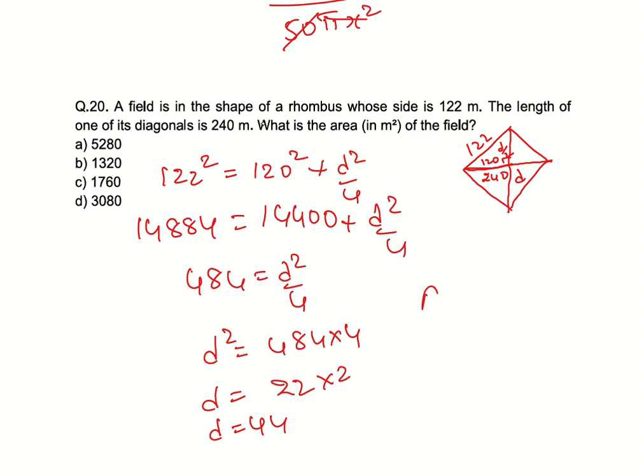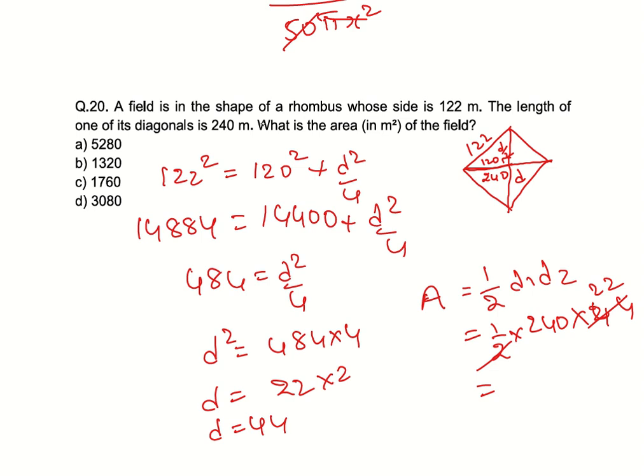Now we need to find the area. Area formula is half into D1 into D2. That is half into 240, which is one of the diagonals. The other diagonal is 44. 2 ones are 2, 2 twenty-twos are 22. So 240 into 22. So do the multiplication: 0, 8, 52 centimeters square, 5280.